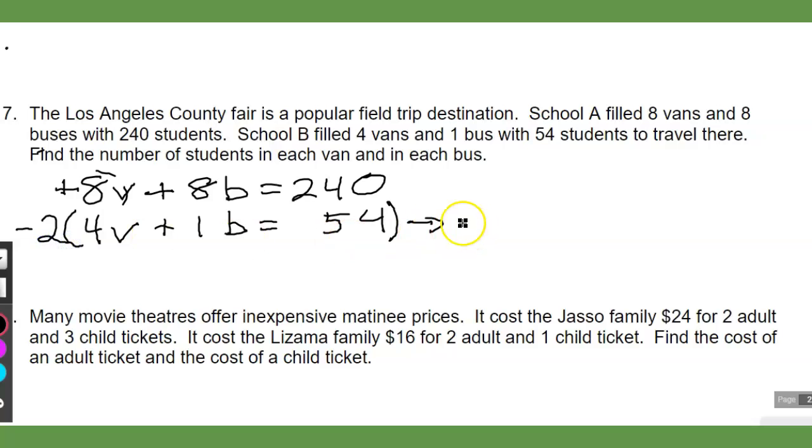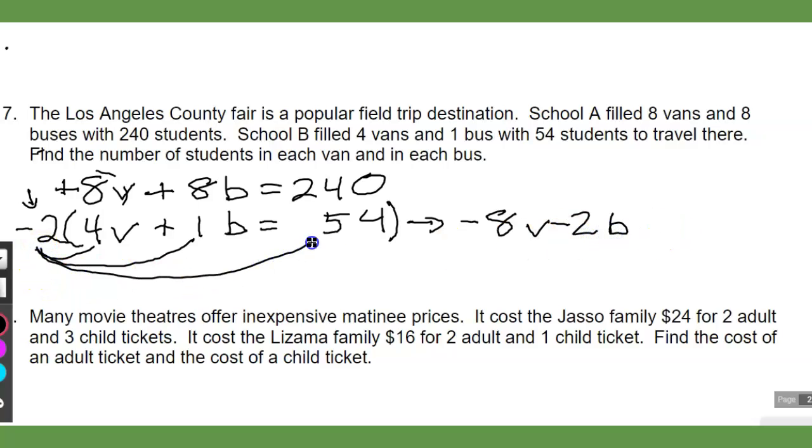Negative 2. All right. That's the whole reason we're doing this, is figuring out this number because it needs to cancel with positive 8. I need a negative 8. The only way to get negative 8 from positive 4 is to multiply it by negative 2. And the rest of it, just make sure you multiply each one of these, right? So minus 2b, right? Minus 108.